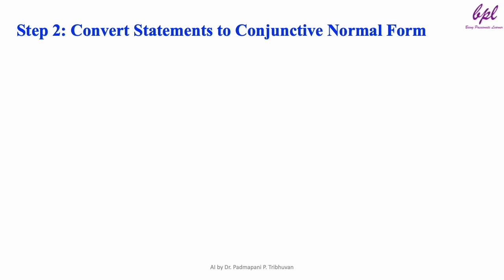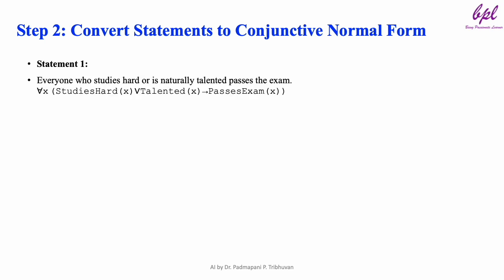Step 2: Convert statements to conjunctive normal form, that is CNF. CNF is a standardized way of writing logical formulas so that they can be processed easily by the resolution method. So let's start with statement 1: everyone who studies hard or is naturally talented passes the exam. This we have written as for all x, if x studies hard or x is talented, then x passes exam.